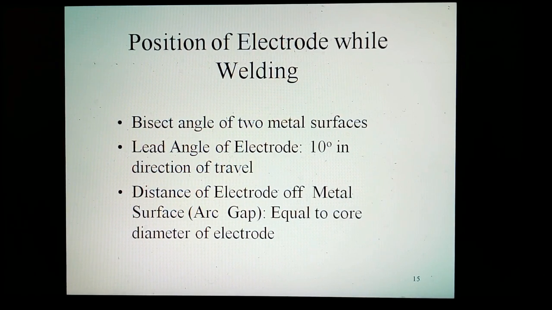Position of electrode while welding. Bisect the angle of the two metal surfaces. Lead angle of the electrode should be 10 degrees in the direction of travel. Distance of the electrode off the metal surface for the arc gap should be equal to the core diameter of the electrode.